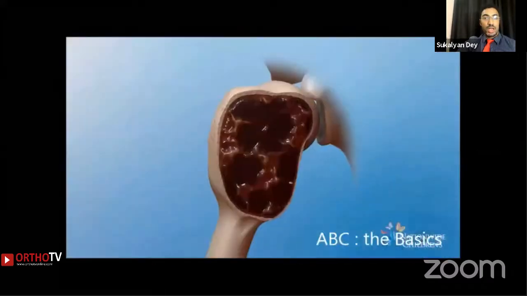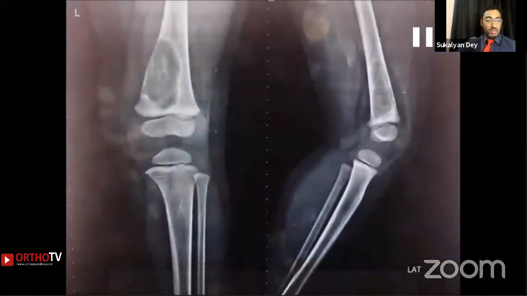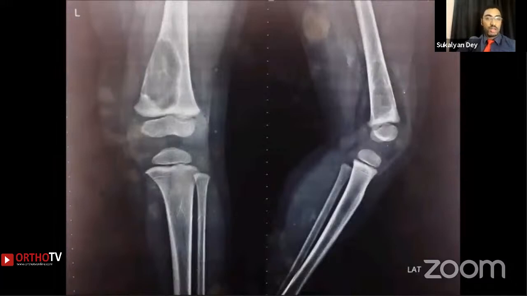So going ahead with the case, this is the X-ray of a 3-year-old child whose X-ray was done incidentally after a trivial fall, and it reveals a big aneurysmal bone cyst.